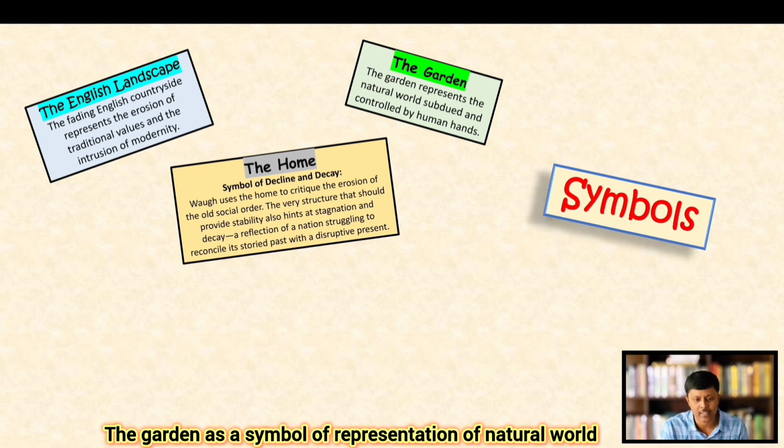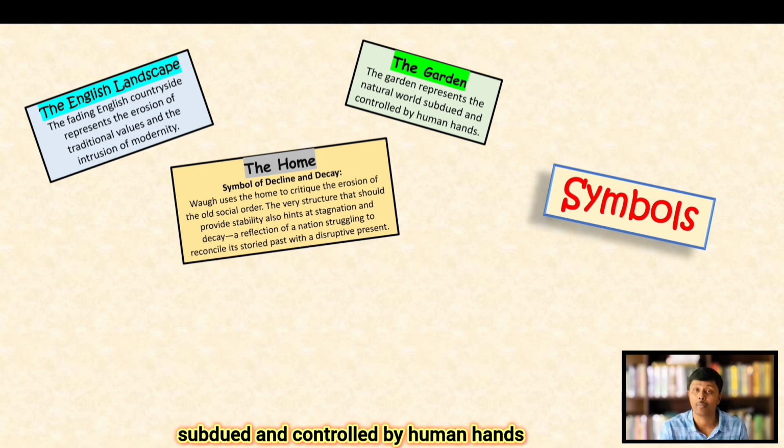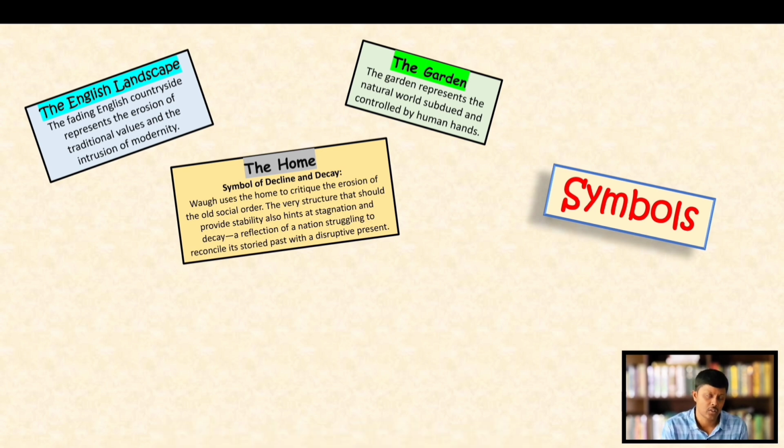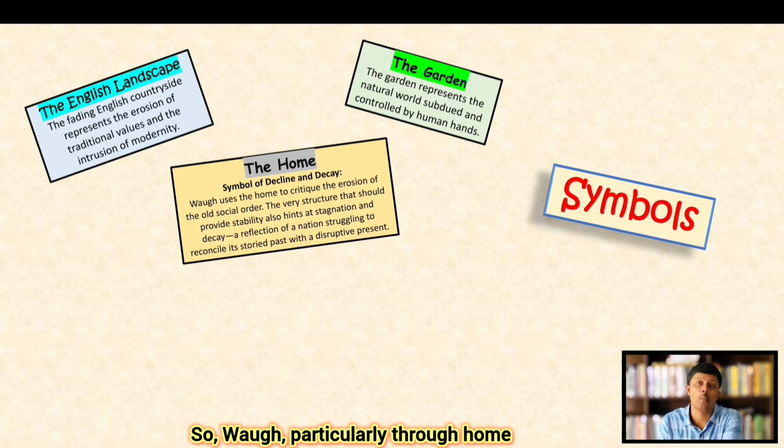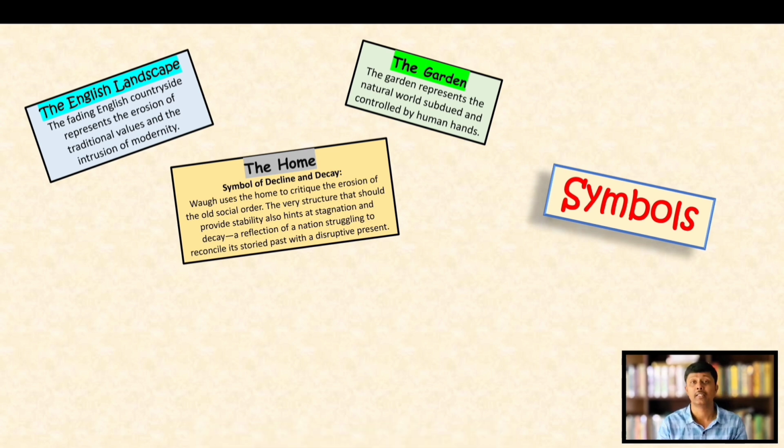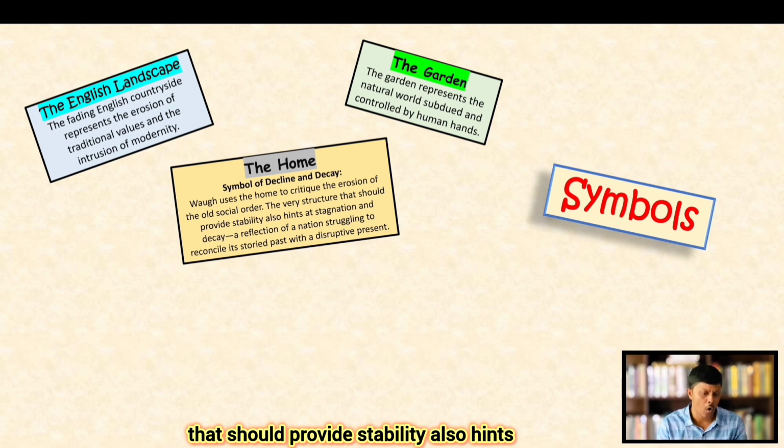The garden as a symbol of representation of natural world subdued and controlled by human hands. The home is also the symbol of decline and decay. So Waugh, particularly through home, wants to suggest the social order and the very structure that should provide stability also hints at stagnation and decay, because that stability is going to be disrupted.